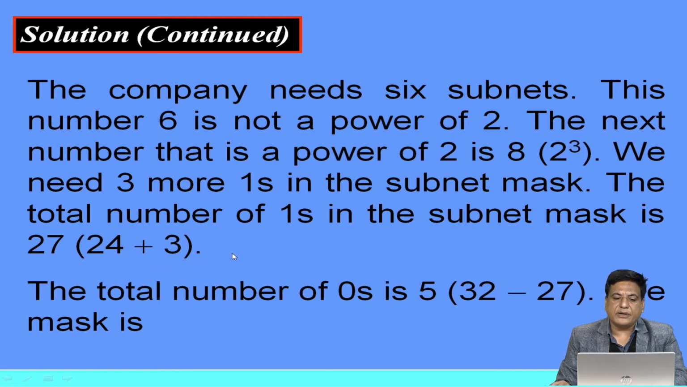The remaining bits, 32 minus 27, are assigned for the host, which is equal to 5. So, 2 to the power of 5 is equal to 32. So, here we say that we have 8 subnets because we are assigning 3 more bits, which means 2 to the power 3, 8 subnets, and each subnet has 2 to the power 5, meaning 32 hosts.